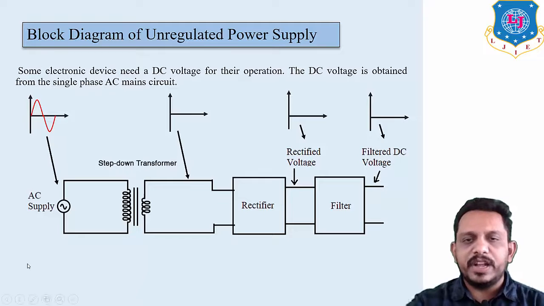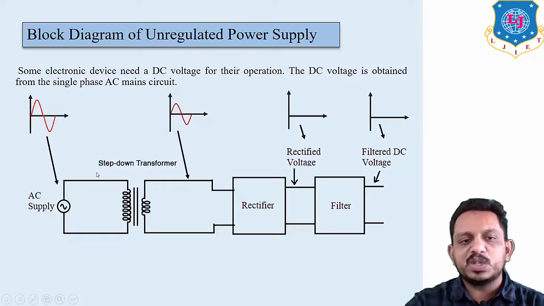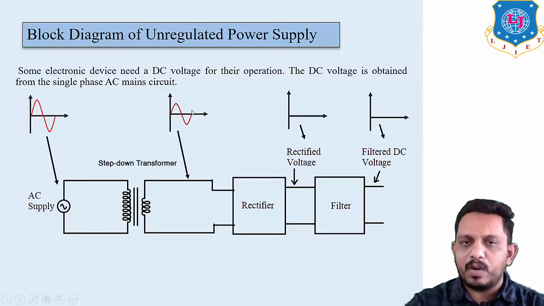Some electronic devices need a DC voltage at their input for their operation. The DC voltage is obtained from the single phase AC mains. So we have the single phase AC mains, that is the AC supply, but it is 230 volt. So we need to step down that voltage, because our requirement in DC will not be 230 volt. According to our requirement, we will step down the given voltage to the required voltage. So this is the stepped down voltage.